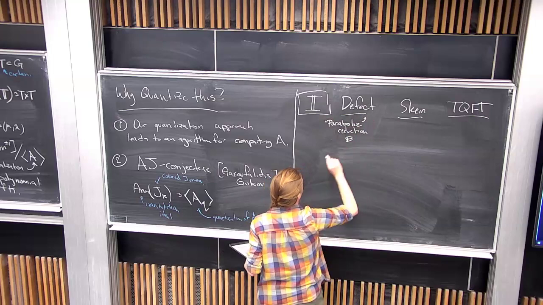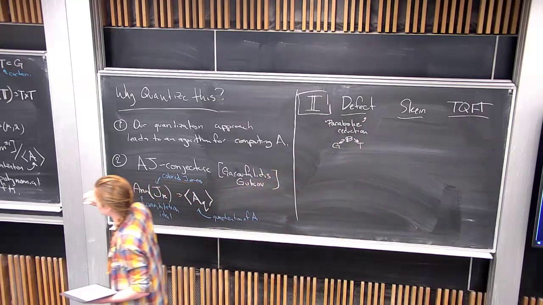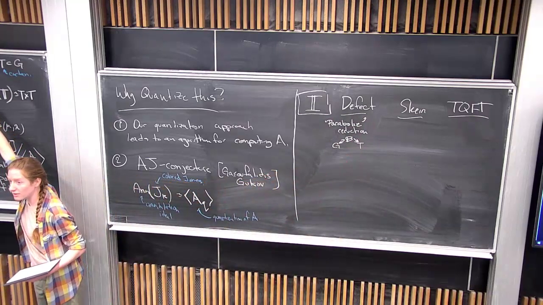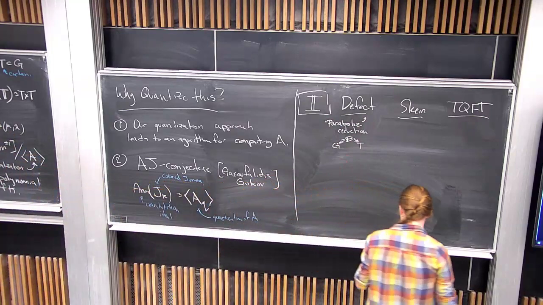So the fact that if I have G and T, I have some way of going in between them. So this shows up here. This eigenvalue map is sort of how I'm going to do this. So it's showing me my parabolic induction.